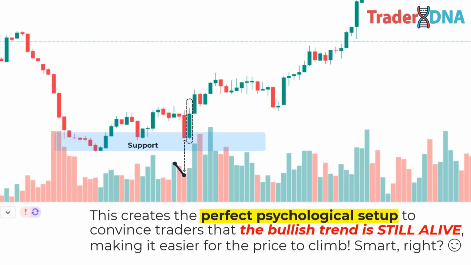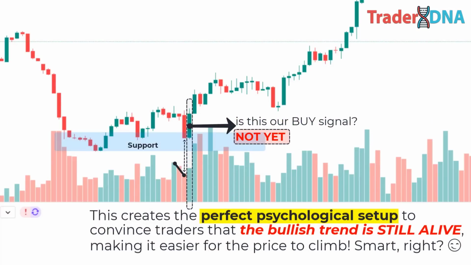Bam! A bullish candle forms, pushing the price right back to the opening level of that massive bearish candle. And the volume? Turns out the buying volume is now bigger than the sell volume from the previous bearish move. So is this our buy signal? Not yet. Even though buy volume is stronger, the price has only recovered to the same level where that bearish move started. That means sell pressure is still there. We need more confirmation. We need to see what happens next.